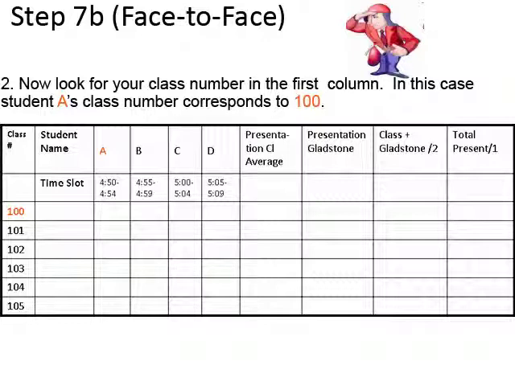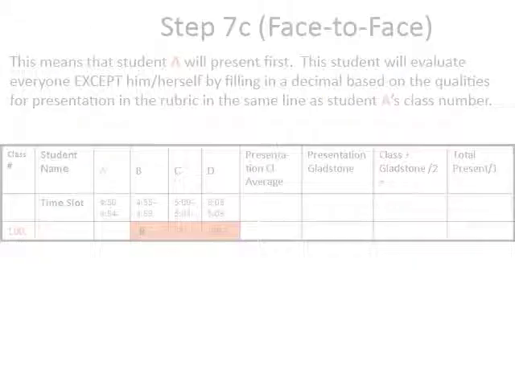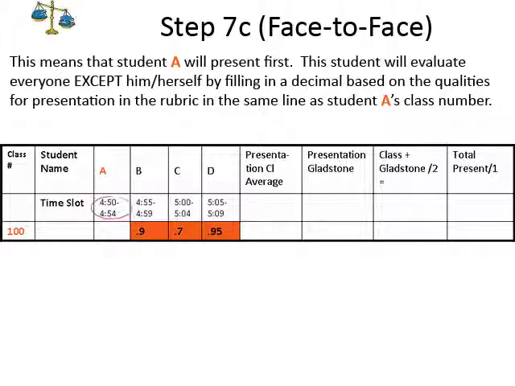Continuing the example, Student A corresponds to class number 100. Since Student A presents from 450 to 454, the person does not do a self-evaluation. However, Student A does evaluate classmates B, C, and D, who present subsequently, using only the line with class number 100.